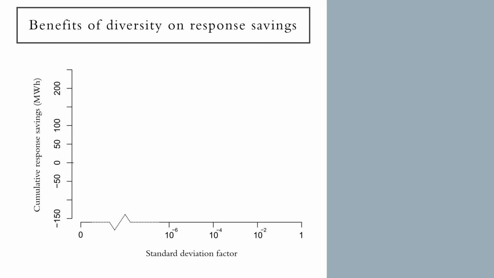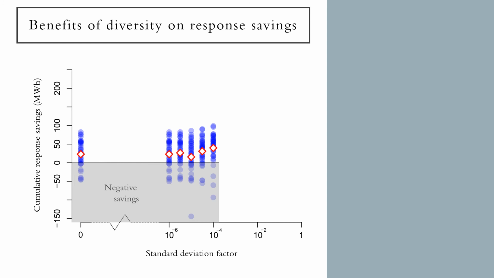When the fridge conditions are identical, many of the simulations result in negative savings, more harm than good due to synchronization. When the standard deviation of the distributions is very tiny, there are still synchronization issues and negative savings. Once the standard deviation factor reaches about 10 to the minus 2, none of the simulations come close to showing synchronization issues.